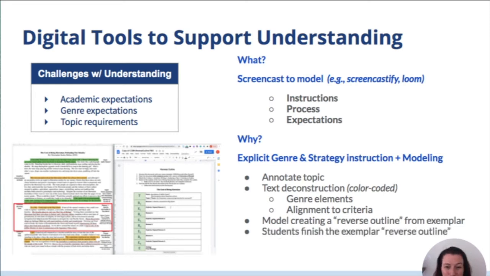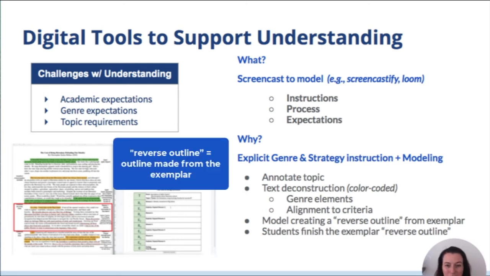The example that you see here is a screencast of me annotating an exemplar text, talking through it, explaining why the topic was strong, finding the thesis statement, discussing the thesis statement, and then showing how to complete that reverse outline. Then students picked up where I left off and finished annotating and completing the reverse outline, so they had a chance to practice. So this starts setting those clear expectations for academic writing in general and for academic writing in that genre.